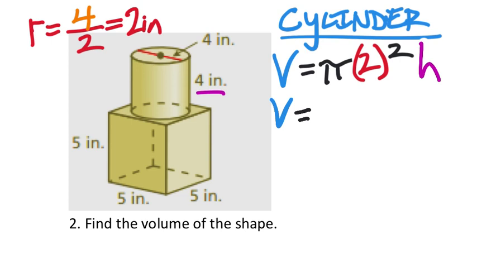Pi times, I put another h there, didn't I? I meant to put a 4 there. It's like an upside down 4 almost. Pi times 2 to the power of 2 times 4. And I get 16 pi.